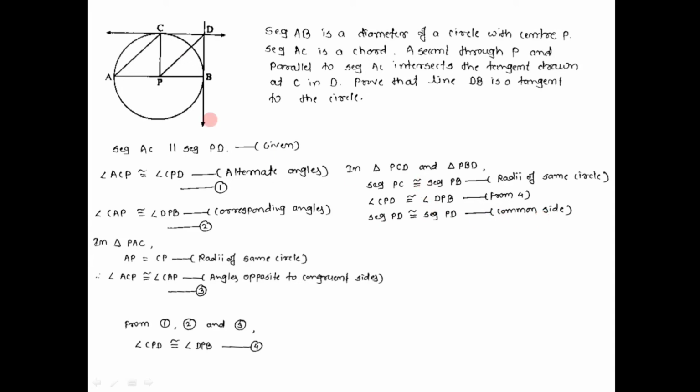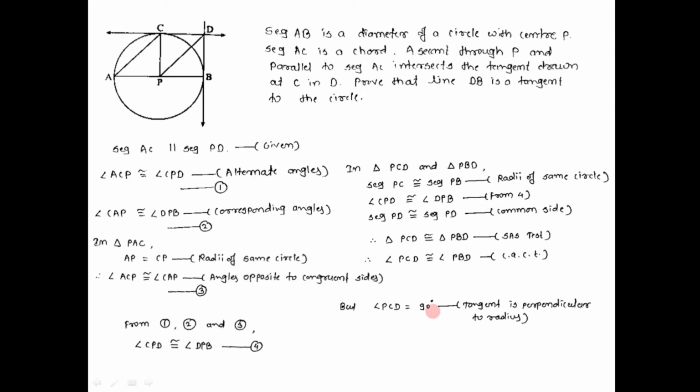Now as we can see, two sides and the angle between them are congruent to two corresponding sides and the angle between them of the other triangle. That's why these two triangles are congruent by SAS test. And if these two triangles are congruent, then the corresponding sides and corresponding angles are also congruent. We take angle PCD. In the diagram, its corresponding angle is PBD because these are corresponding angles of congruent triangles.